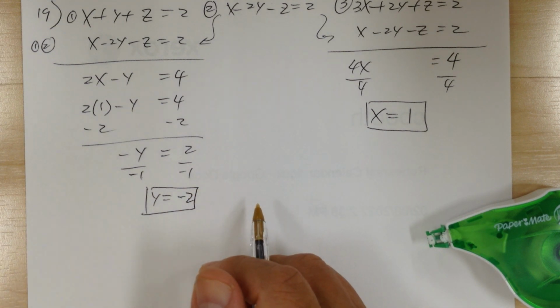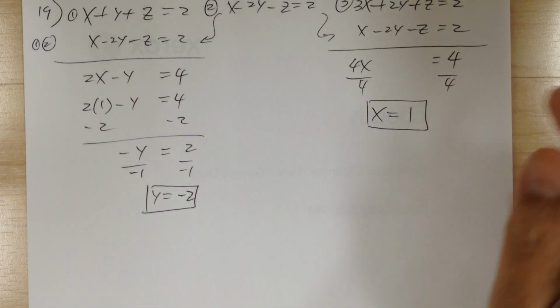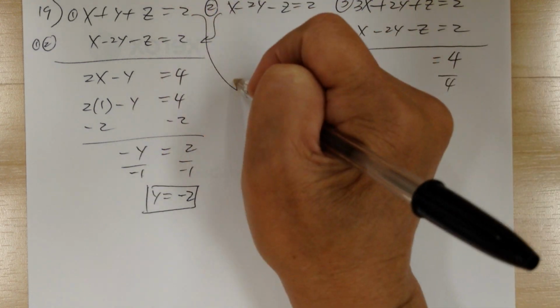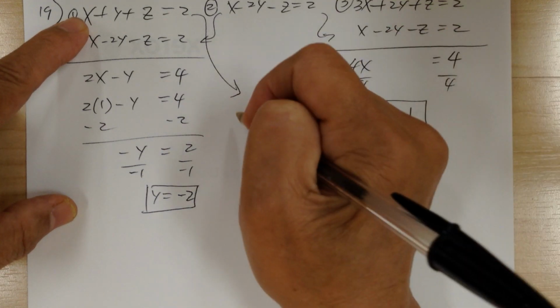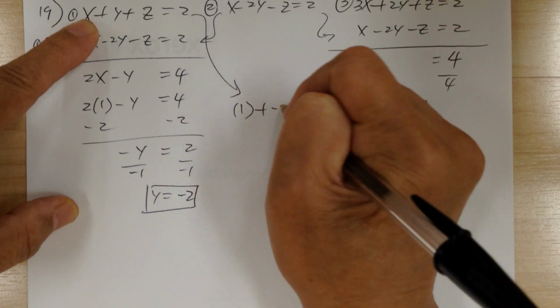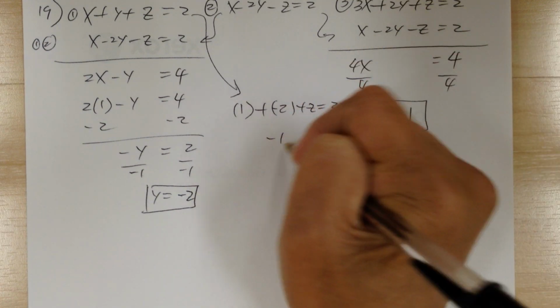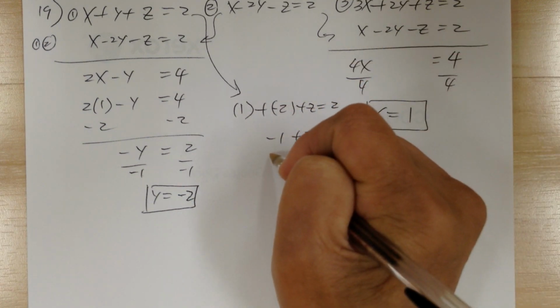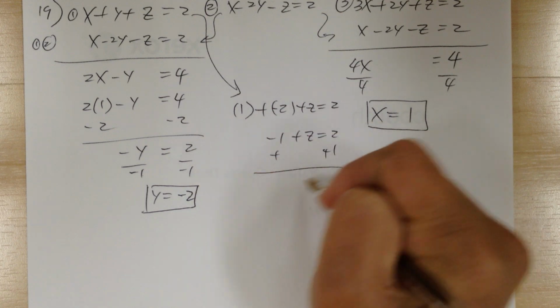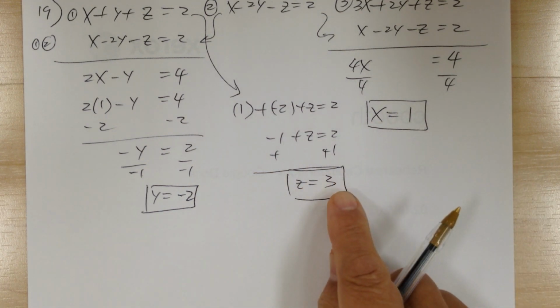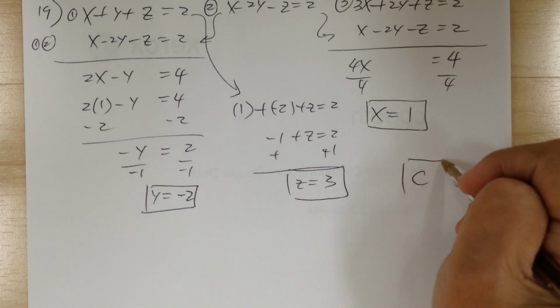And then after that, you can look for z. You got x, y. I'm going to use this one equation over here. So x equal to 1, y equal to negative 2 plus z equal to 2. So negative 1 plus z equal to 2. So plus 1 on each side, so you got z equal to 3. And so you look for the answer. This would be answer C.